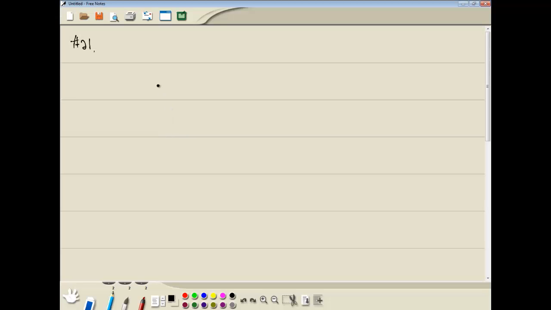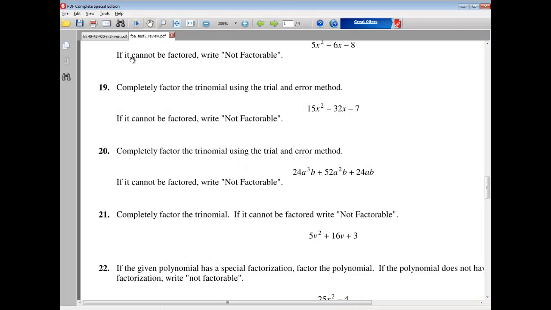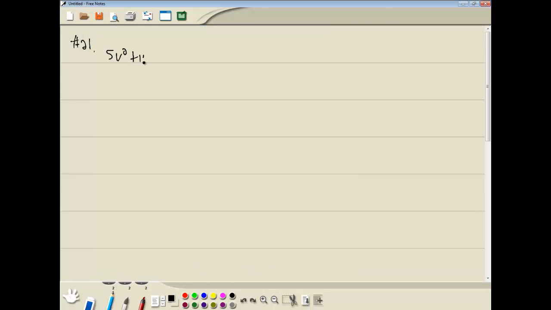5v squared plus 16v plus 3. Okay, first method, GCF, there isn't one. Grouping, 4 or more terms, that doesn't fit. PST is close, but there's a number in front of the v squared. This is key number, because we have v squared, v, no v, and there's a number in front of v squared.